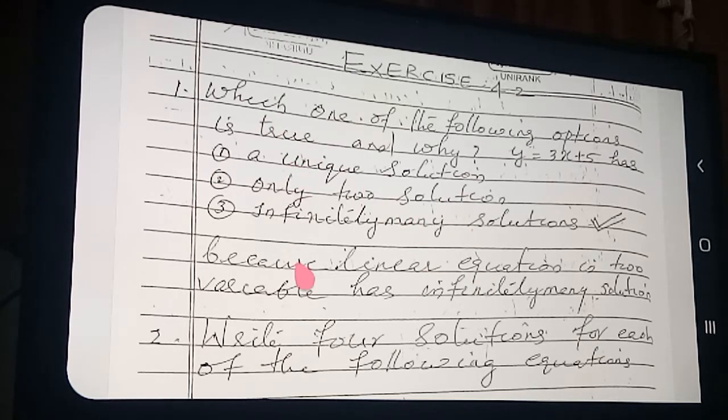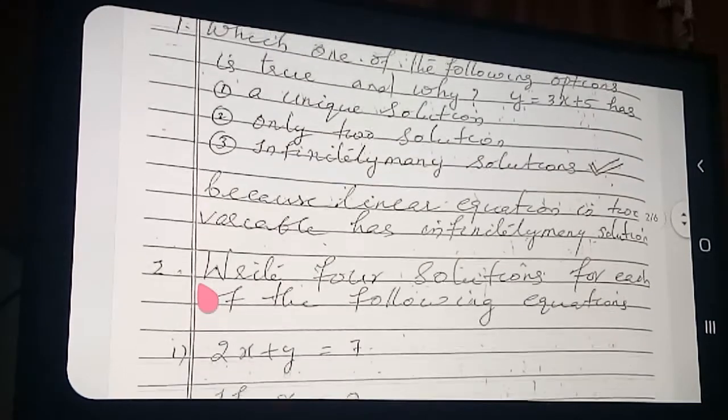So these three options are given. Among the three options, which is correct? The third option is correct. How many solutions are there? Infinitely many solutions. If you want to write the reason, what's the reason? Because a linear equation in two variables has infinitely many solutions. Okay, clear? Now first copy the answers. Copy all of your answers.